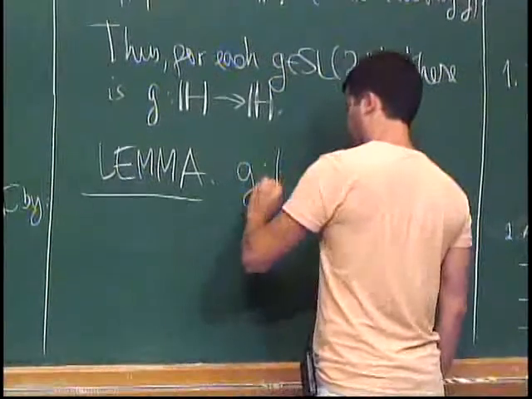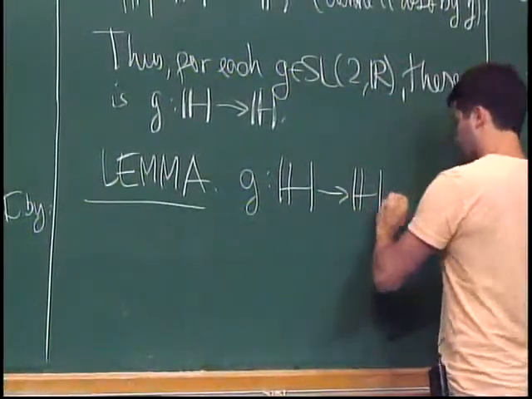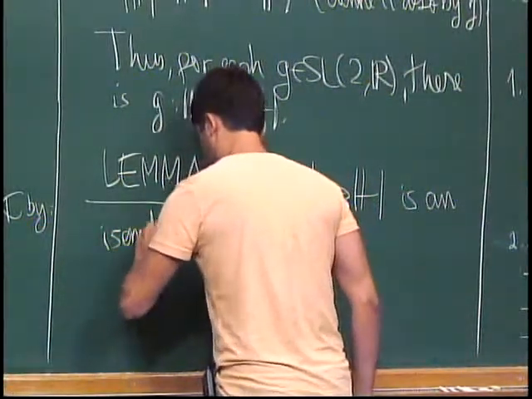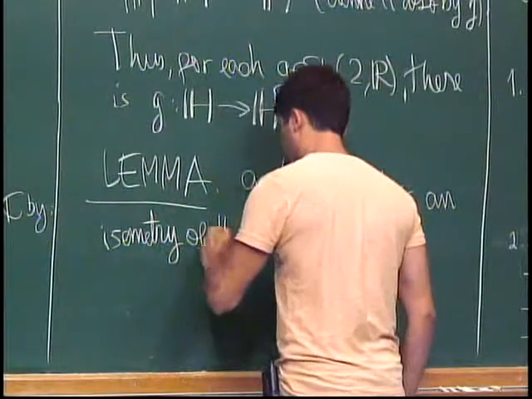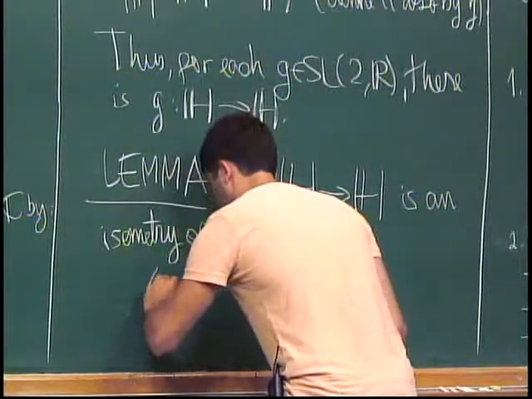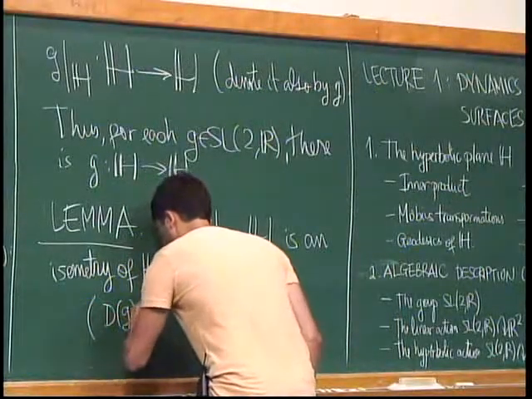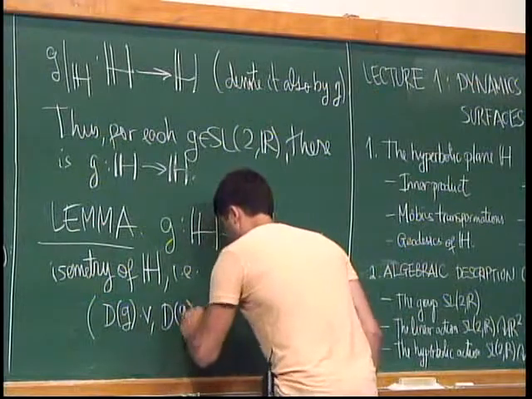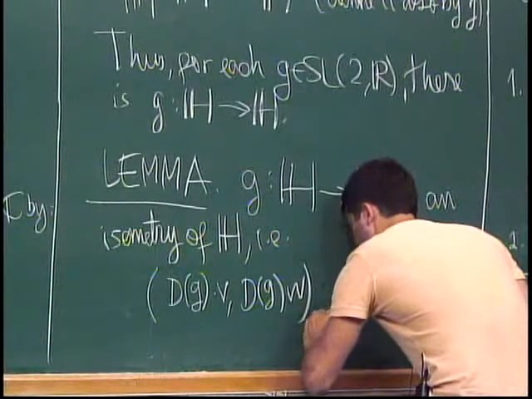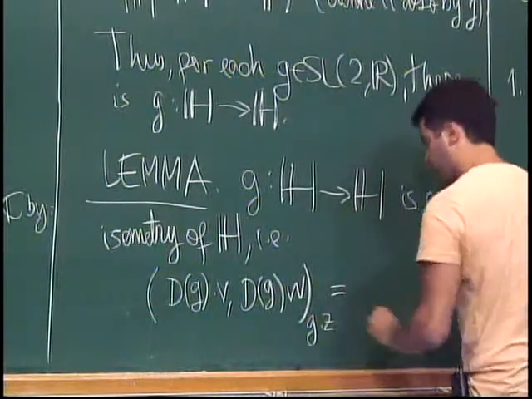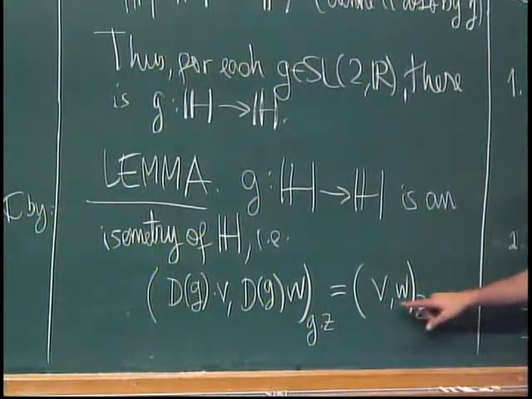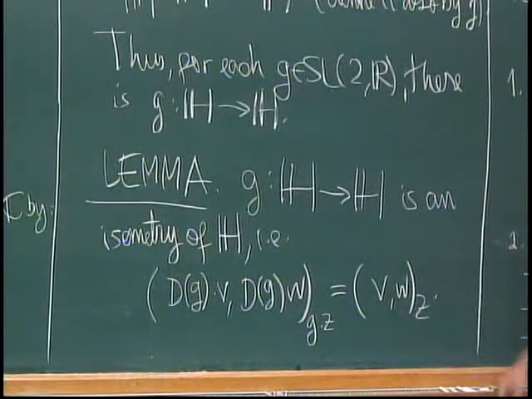That G is an isometry of H. That is, if you calculate, let's denote by this, dG of V, dG of W, where V and W are two tangent vectors, so this is applied in G·Z. And if you calculate V, W in Z, for V, W in the tangent space of Z, these two guys are the same. Okay?